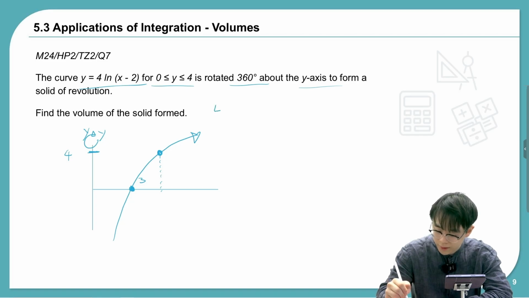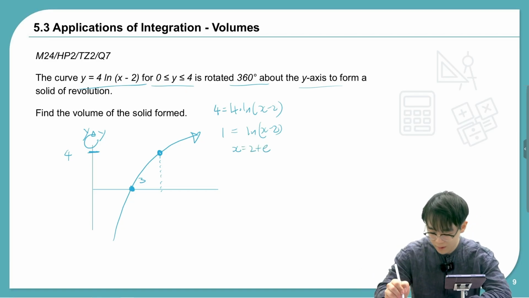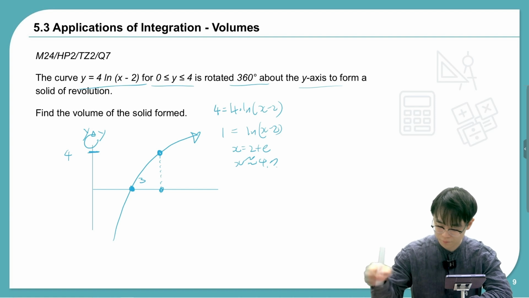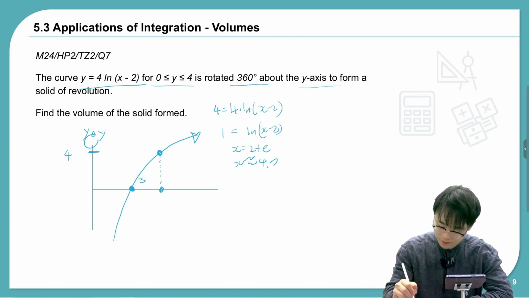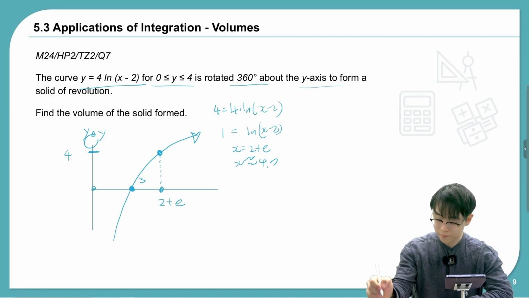So when y is 4, we have 4 times ln x minus 2. So ln x minus 2 has to be equal to 1. That means x would be 2 plus e. So e being like 2.7, x would be somewhere around 4.7. We don't need to know that exactly, just for clarity's sake. We could say it's 2 plus e, and this is our y.